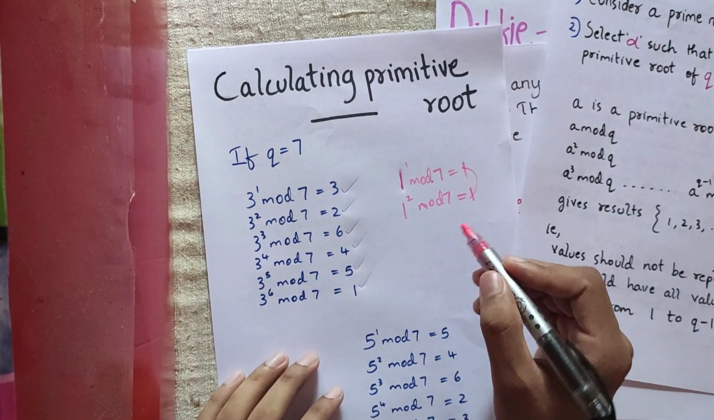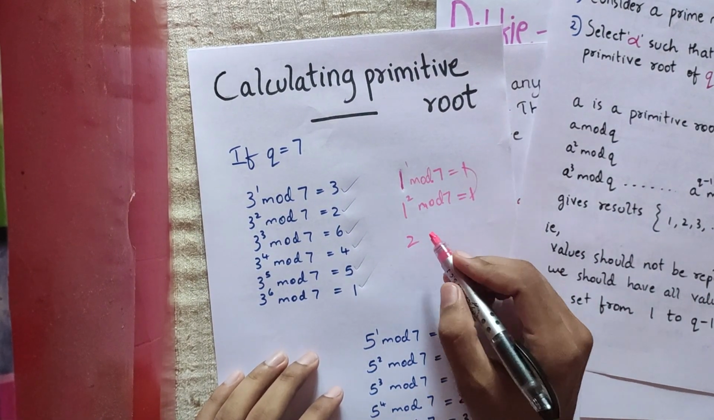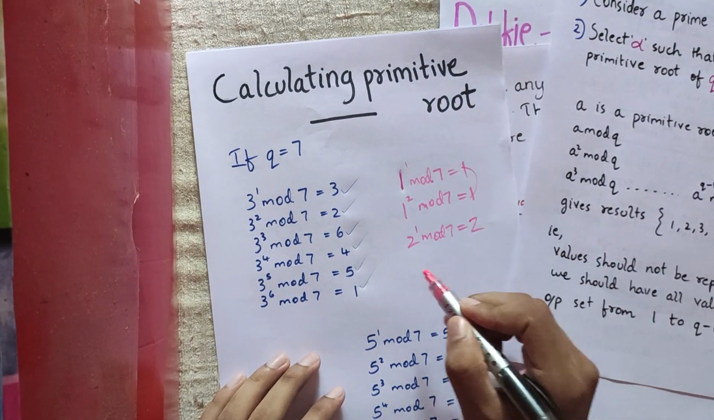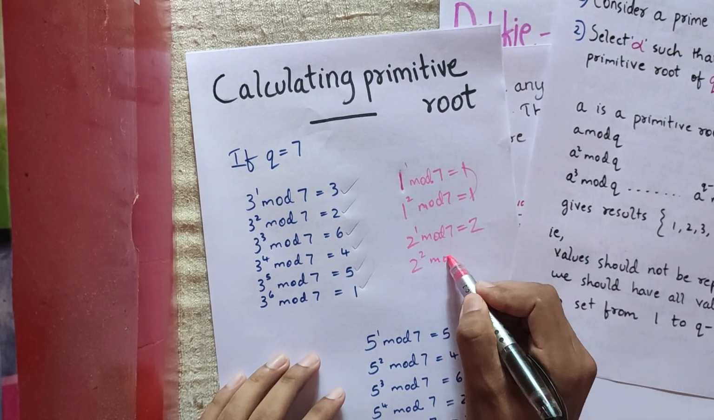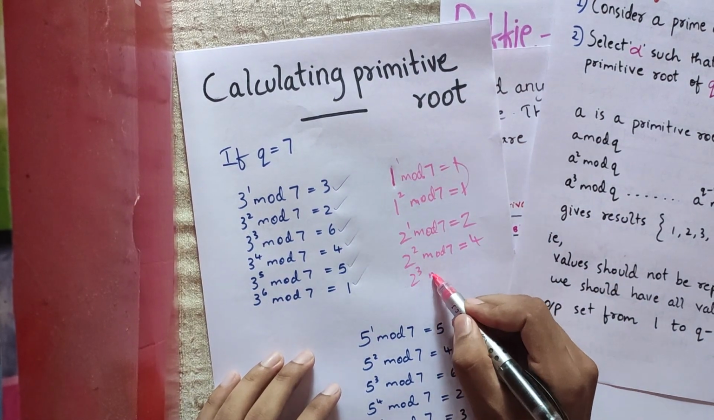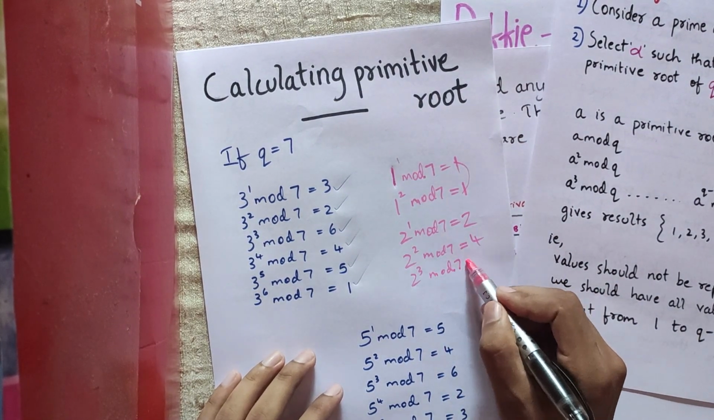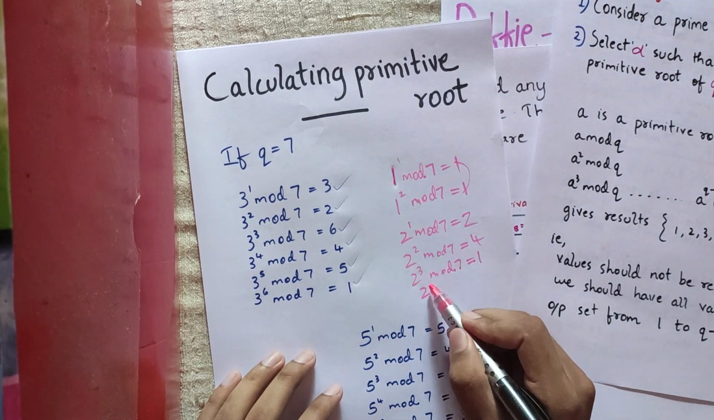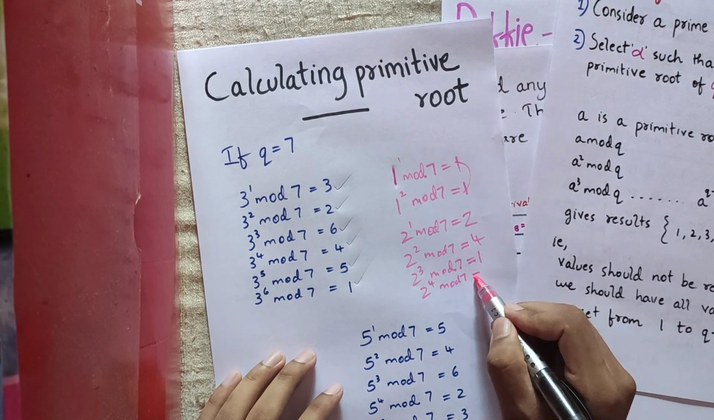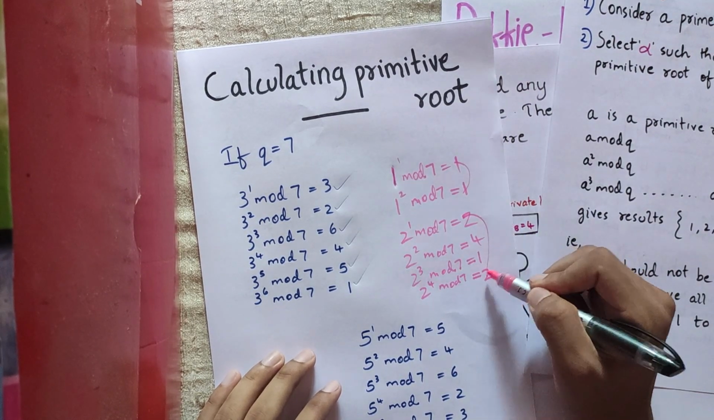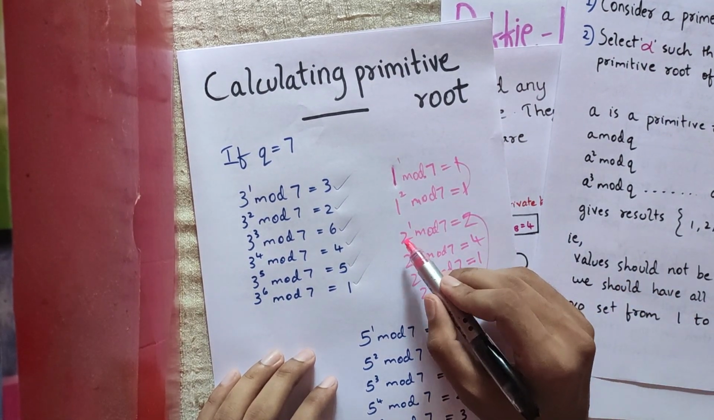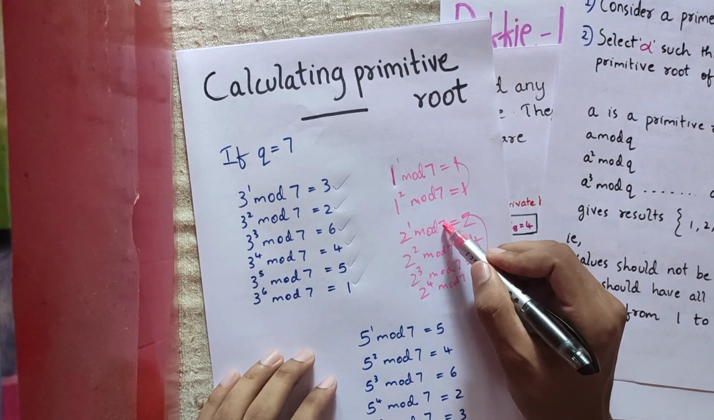So we can check the next number, 2. 2 raised to 1 mod 7 is equal to 2. 2 raised to 2 mod 7 is 4. 2 raised to 3 mod 7 is equal to 1. 2 raised to 4 mod 7 is equal to 2. So here also we get repeated numbers, so it didn't satisfy the condition. So 2 is also not a primitive root of 7.